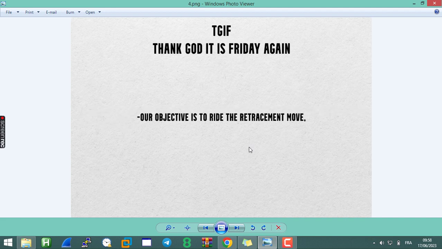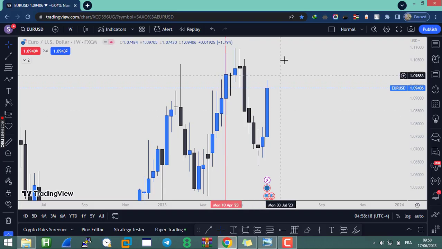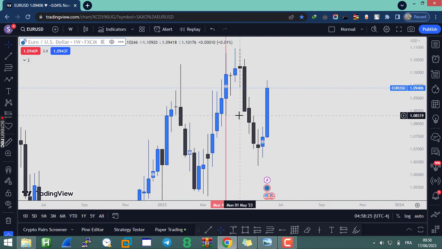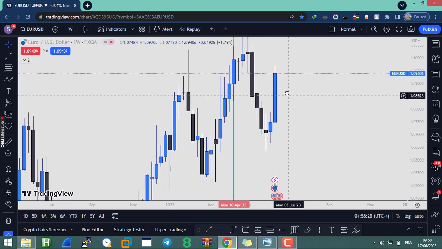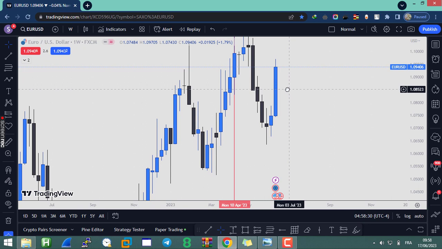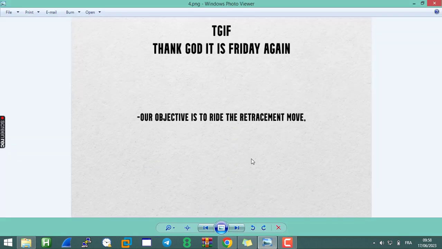So our objective from this model is to ride the retracement move. That retracement from here, that retracement, and this retracement, we want to ride it. We want to capitalize on that reversal move, that close above the high, close below the high or above the low. I hope it was clear.